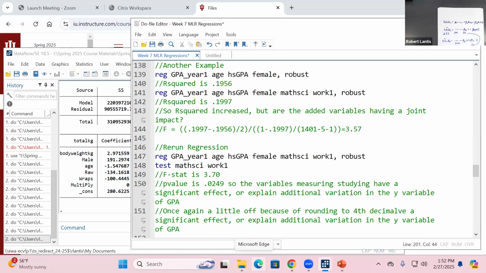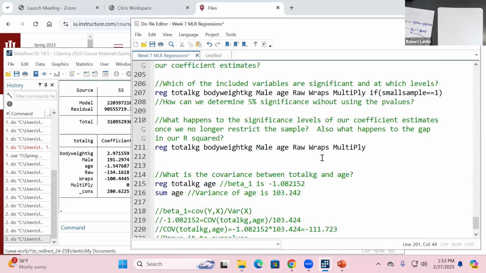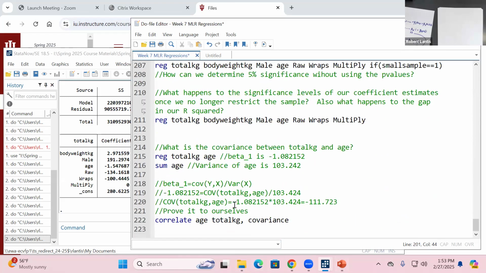I've got a couple more things I want to say before we get out of here. But you can kind of look through this file. There's more examples where we're looking at joint hypothesis testing. So even down here, I also did some stuff with some more omitted variable bias, kind of total weight lifted and age. We kind of went through one very similar with male and body weight. So it's just more examples of some of the same stuff that we covered.